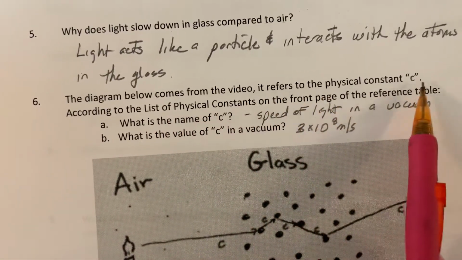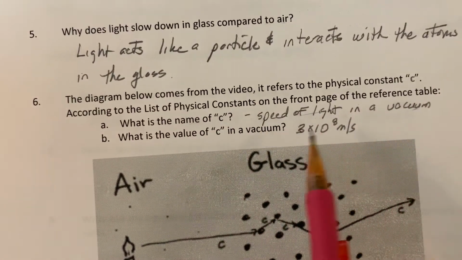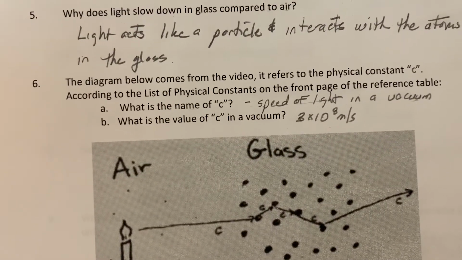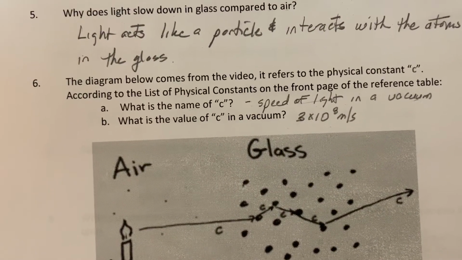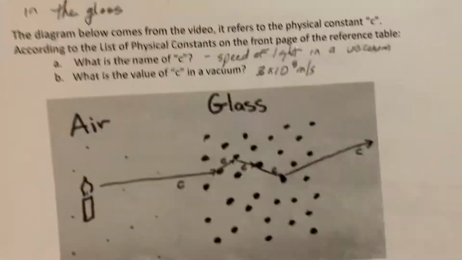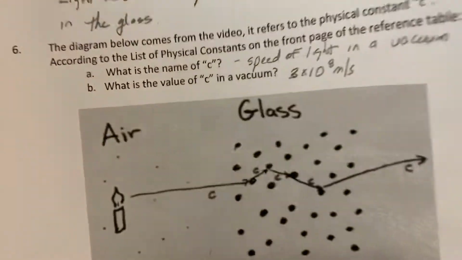Diagrams from the video. Constant c, according to physical constants. What is it? c is the speed of light in a vacuum, and it's 3 times 10 to the 8th meters per second. All right? If you take it to 2 sig figs, it's 3 times 10 to the 8th. And you can see it getting caught up here inside of the atoms. Okay, that's straight out of the video.